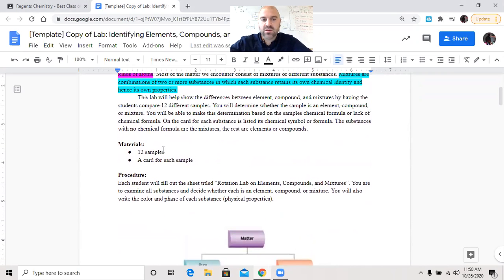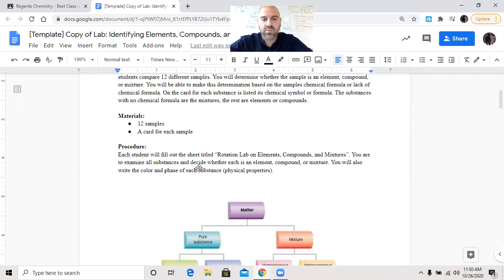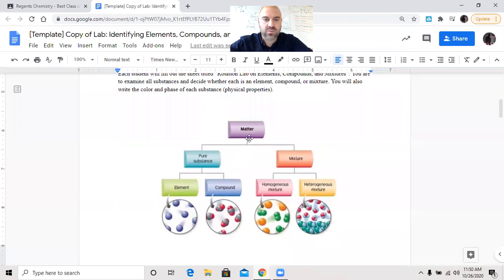So what's going to happen here? We're going to go to 12 different stations together. I'm going to roll around on a cart and I'll go through 12 different little stations. You'll identify a substance as an element, mixture, or a compound. Below, there's that flow chart that's behind me as well. We have matter, pure substance, mixtures. And then again, you're going to be identifying these 3 things.